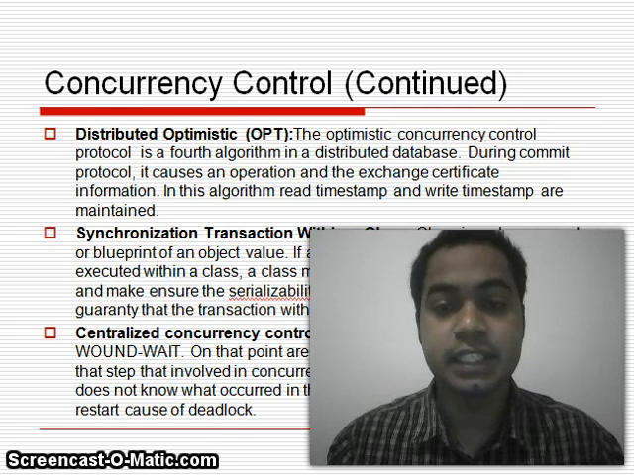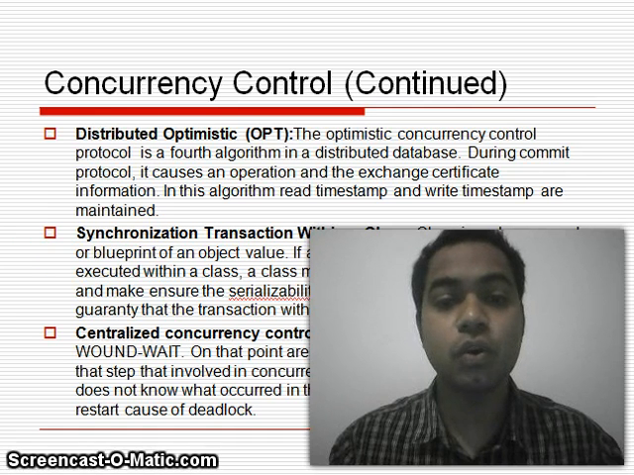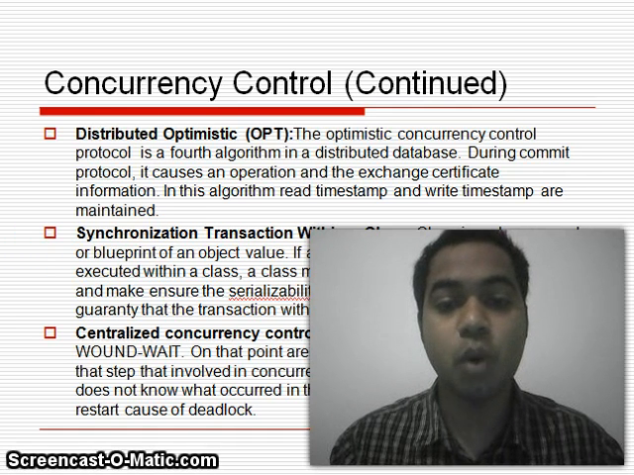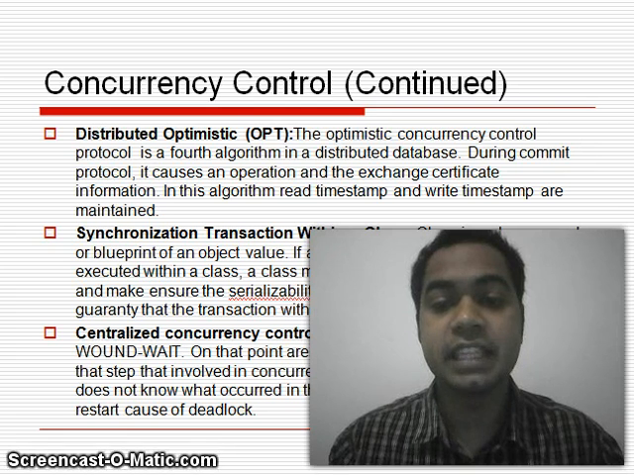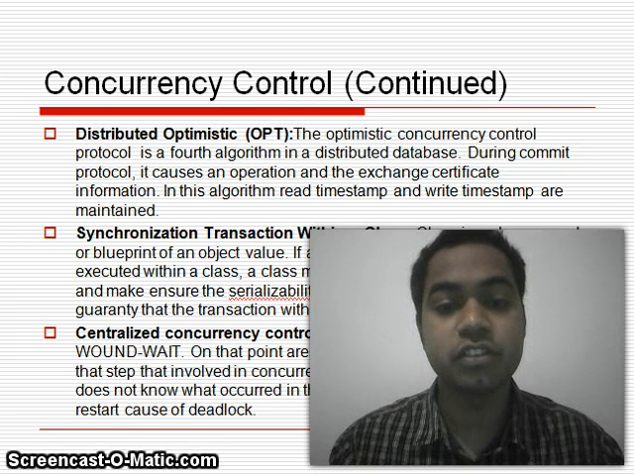Distributed optimistic. The optimistic concurrency control protocol is the fourth algorithm in distributed databases. During the commit protocol, it calls an operation and exchanges certificate information. In this algorithm, read timestamp and write timestamp are maintained.